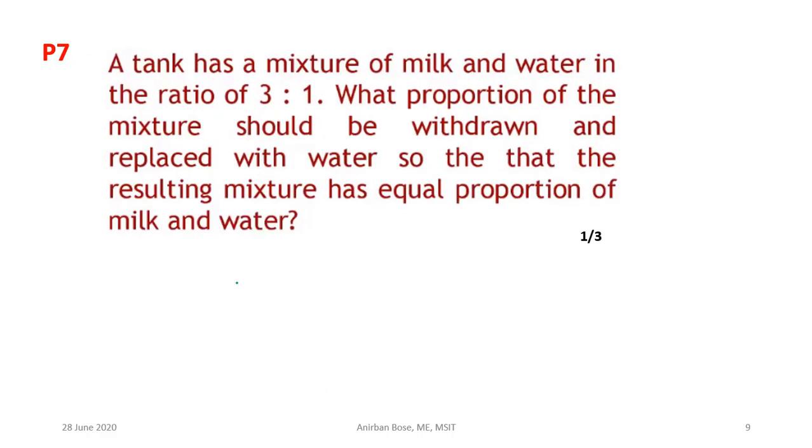Now see this problem. A tank has a mixture of milk and water in the ratio of 3:1. What portion of the mixture should be withdrawn and replaced with water so that the resulting mixture has equal proportion of milk and water? Again, the problem can either be solved by milk or by water. So let us consider we are solving it by milk.